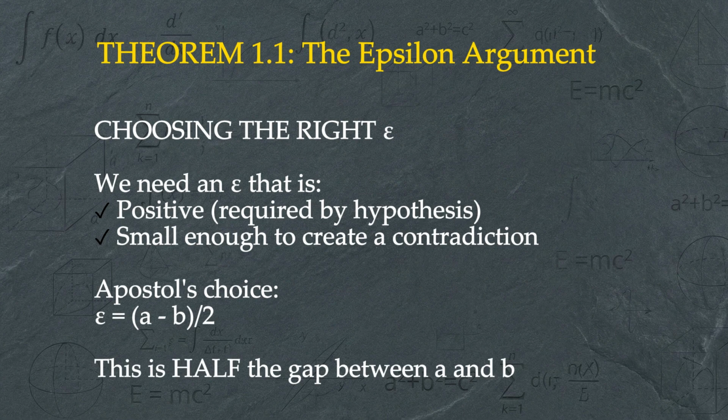We need to choose a specific epsilon. Apostol chooses epsilon equals (A minus B) divided by 2. This is exactly half the gap between A and B. Is this a valid epsilon? Yes, absolutely. If A is greater than B, then A minus B is positive, so half of A minus B is also positive. This satisfies our requirement.